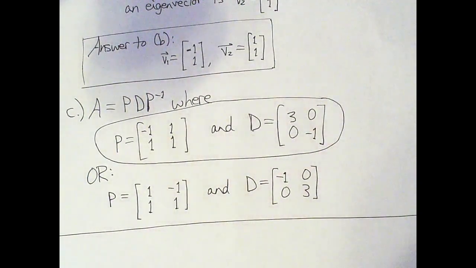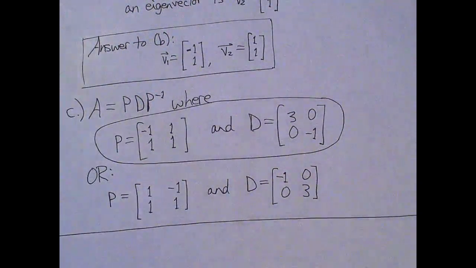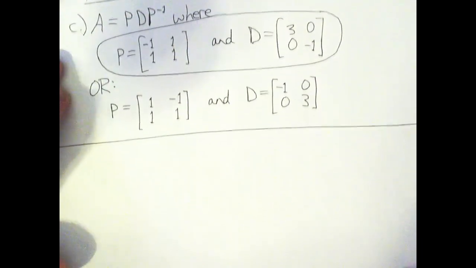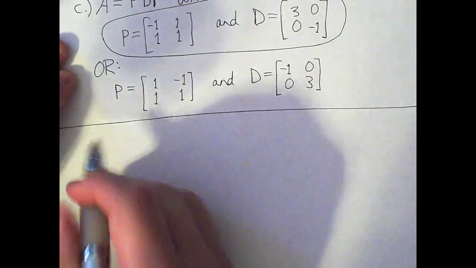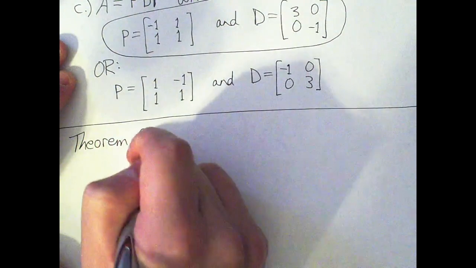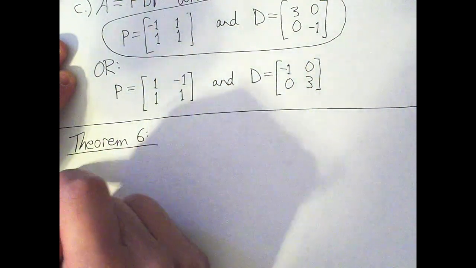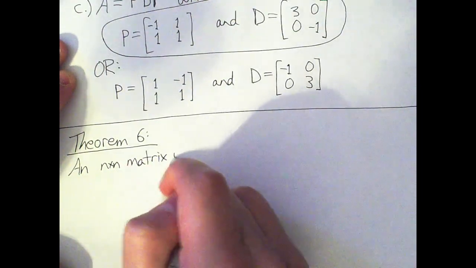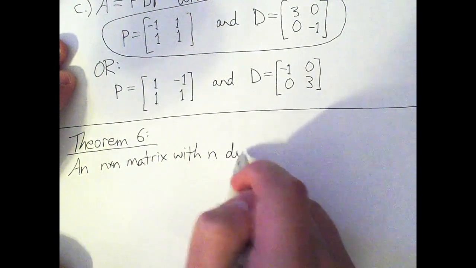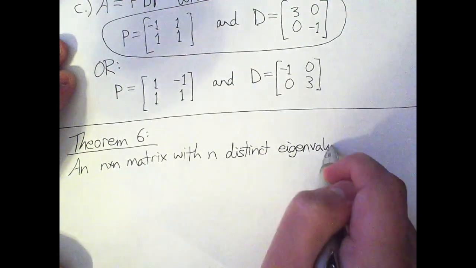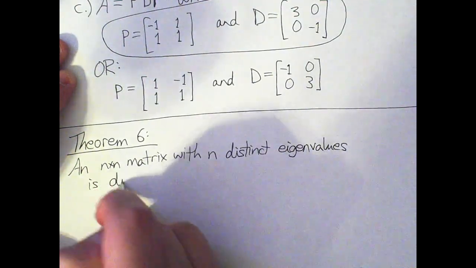So we're almost done. We just have one more thing to talk about, I guess. There's something that I've been kind of using without explicitly saying, and that's Theorem 6. An n by n matrix with n distinct eigenvalues is diagonalizable.